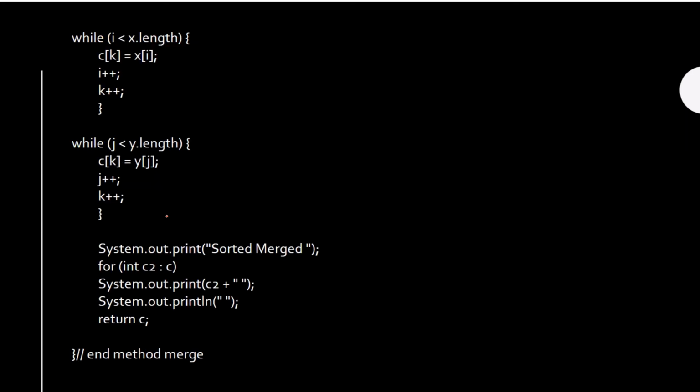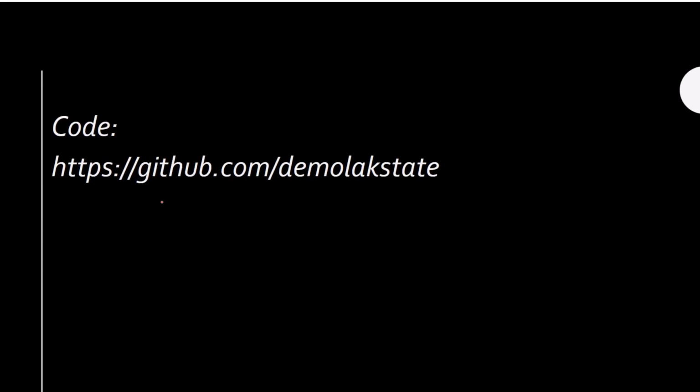And that's all. So once we are done with that, if there's any element that remains inside our X array, we just copy them sequentially into C. And if there's any element that remains in our Y array, we just copy them sequentially into our C. And that's all. And you can do a printout of what the C returns, what the merge returns. By the time the merge is returning a result, it is returning a sorted array. And that's all. You can find the code on our GitHub page.